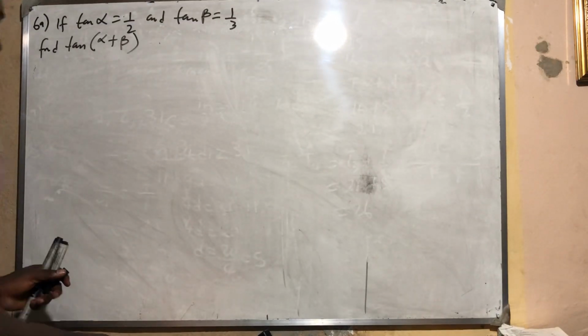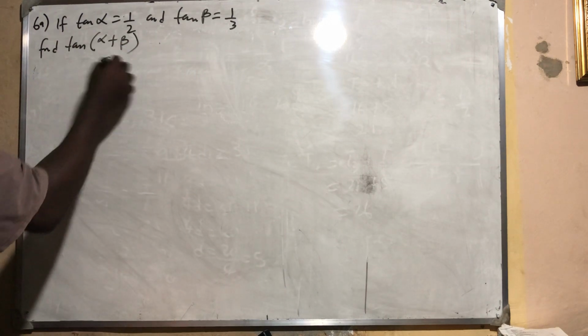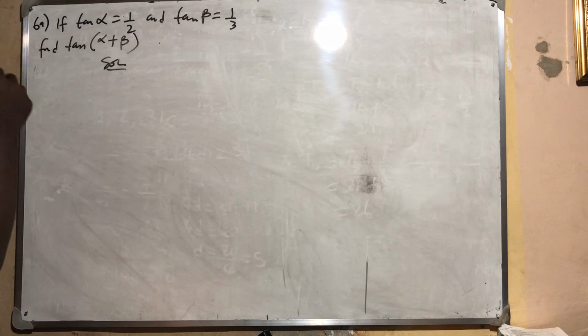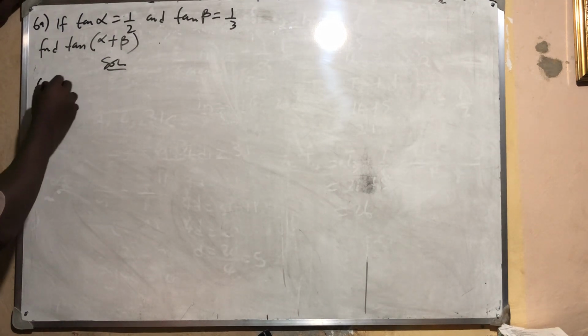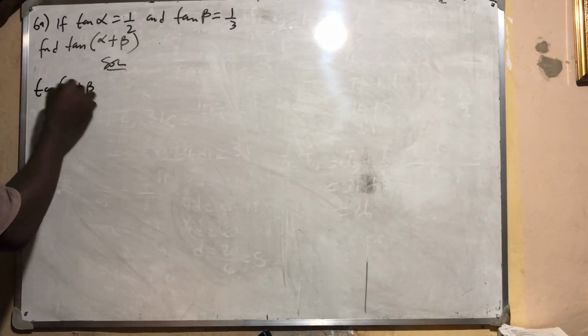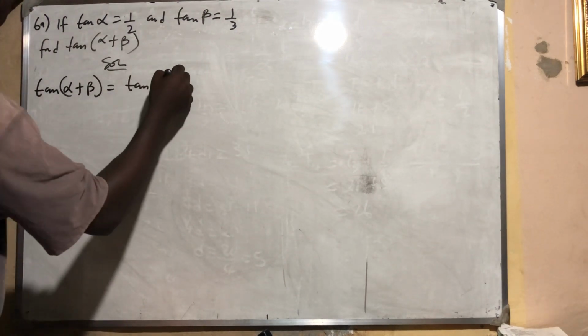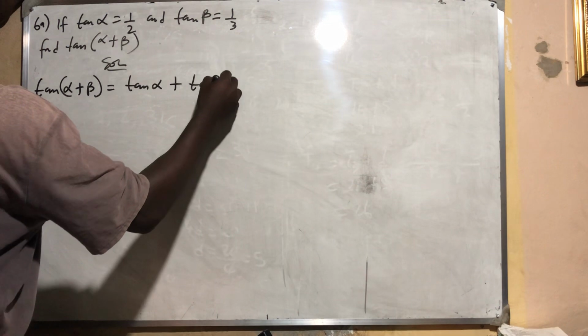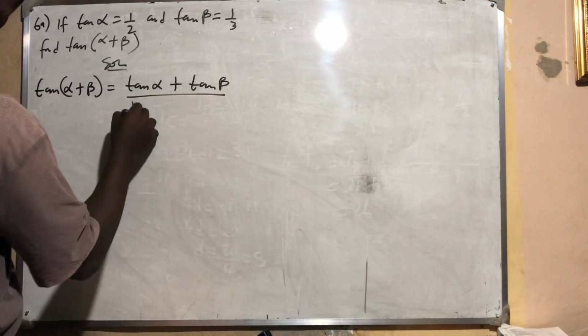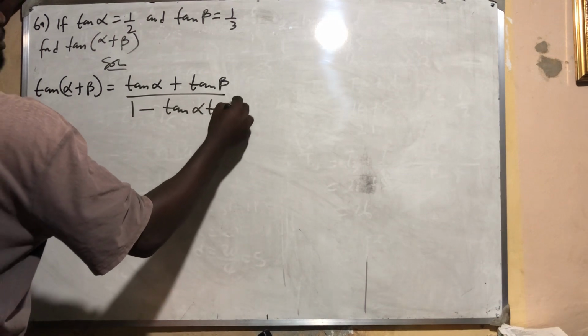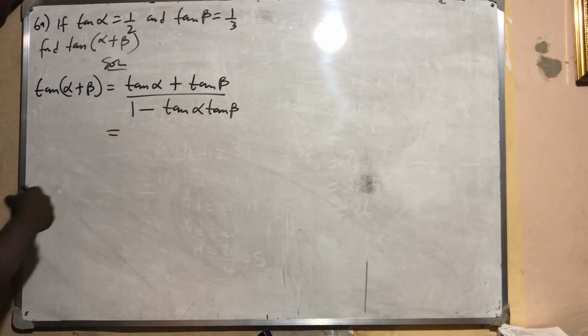All right, so this is very simple. Solution. Now it has a formula, that is the tangent formula. It says that tan(alpha plus beta) simply means tan alpha plus tan beta, all over 1 minus tan alpha times tan beta. You need to cram this formula. You need to memorize it.